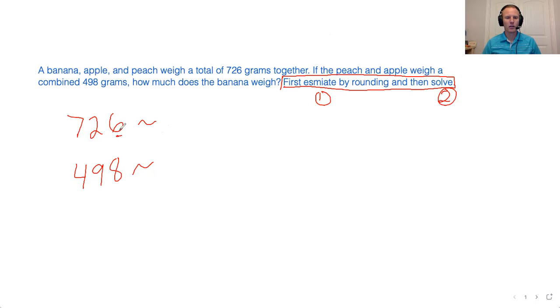726, I'm rounding to the nearest 10. So I look at this number. Since I'm rounding to the nearest 10, I look at the ones place, and if that's 5 or above, I round up to the next 10. Meaning if I started at 726 and counted up, the next number that ends in 0 is 730.